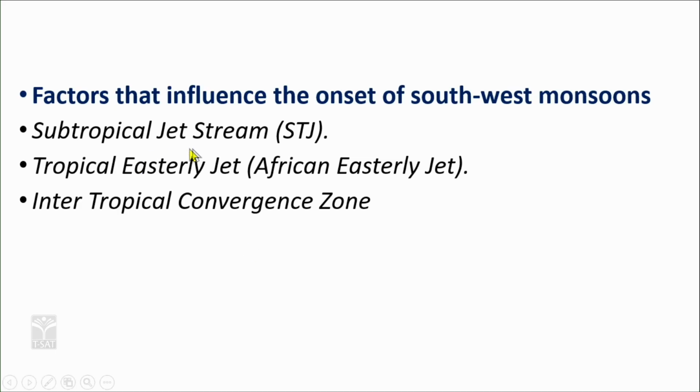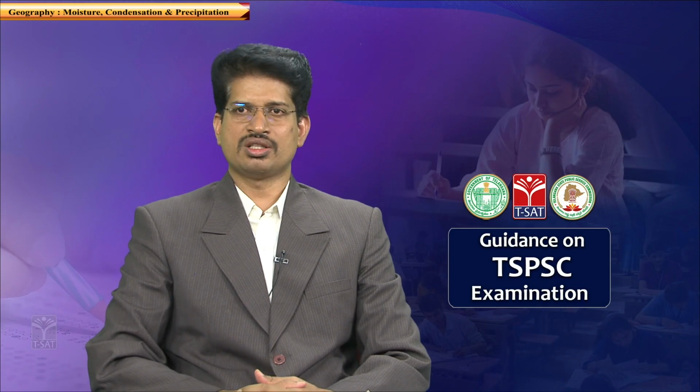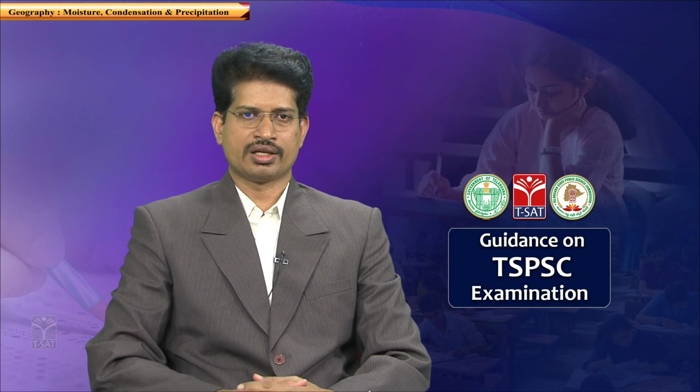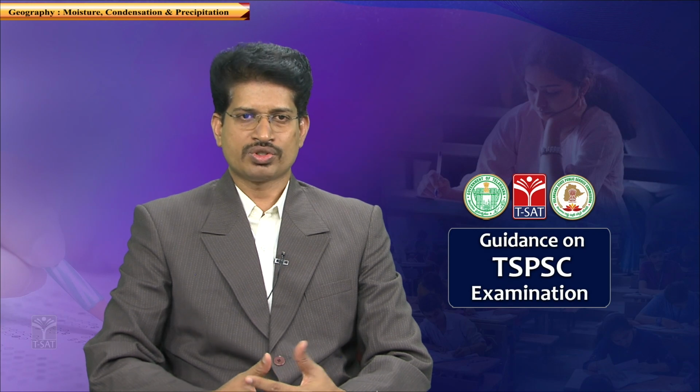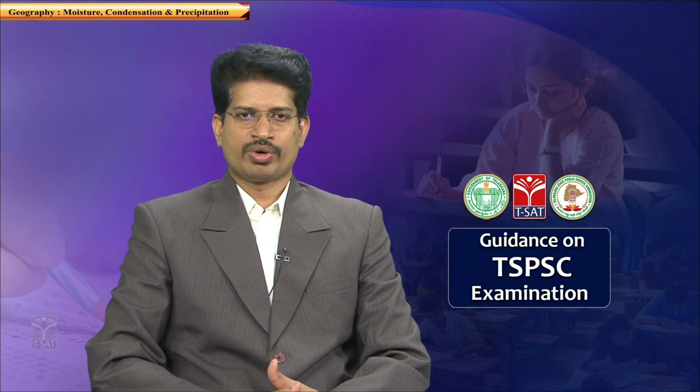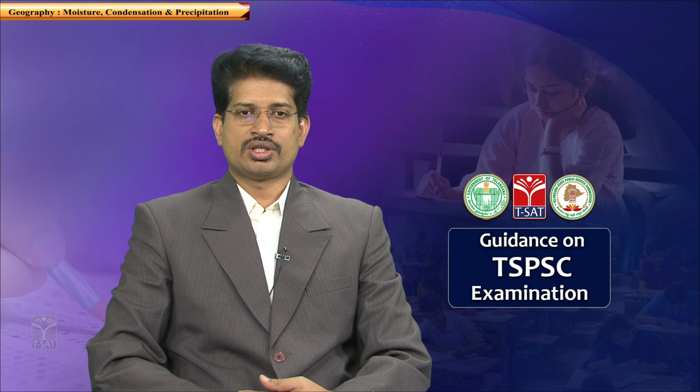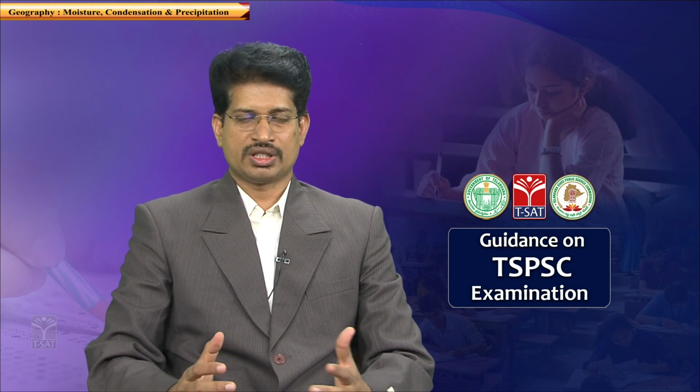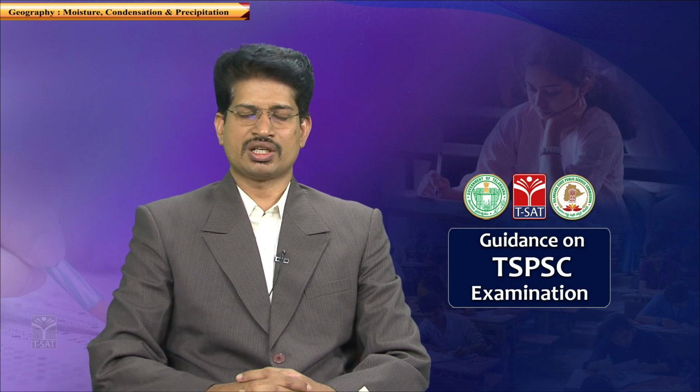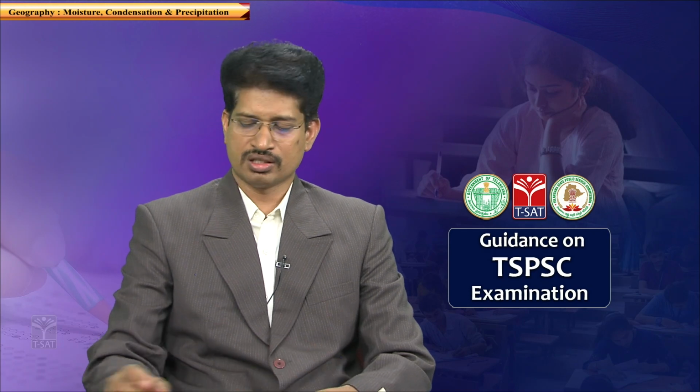So, factors that influence the onset of southwest monsoons. What are the different factors which are responsible for the onset of the monsoons? Apart from the factors which I have mentioned, there are certain other factors which strengthen the monsoons, like subtropical jet streams, tropical easterly jet streams, and intertropical convergence zone shift. These are the other factors which are responsible for strengthening the monsoon.